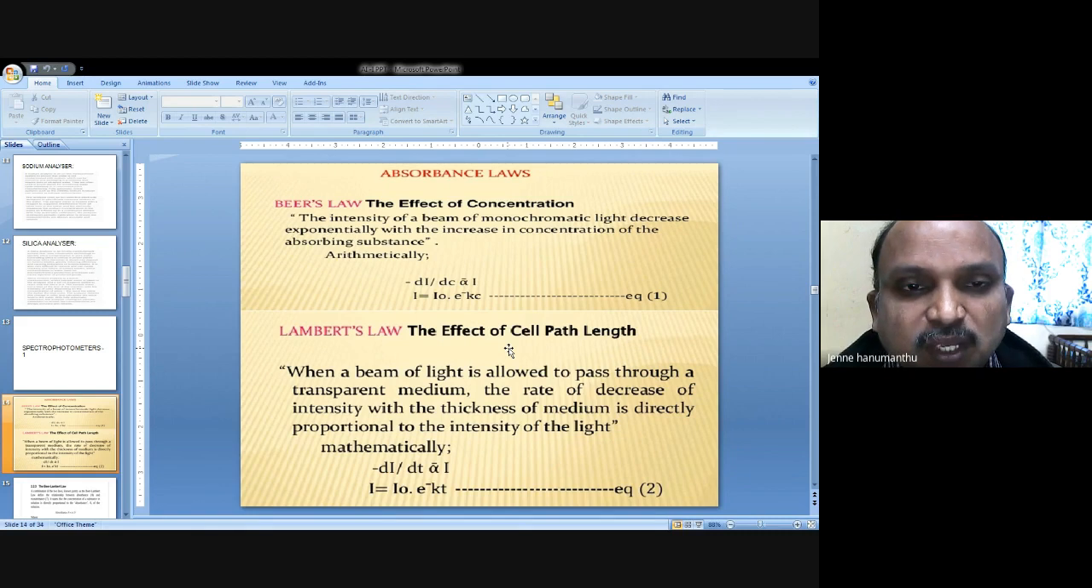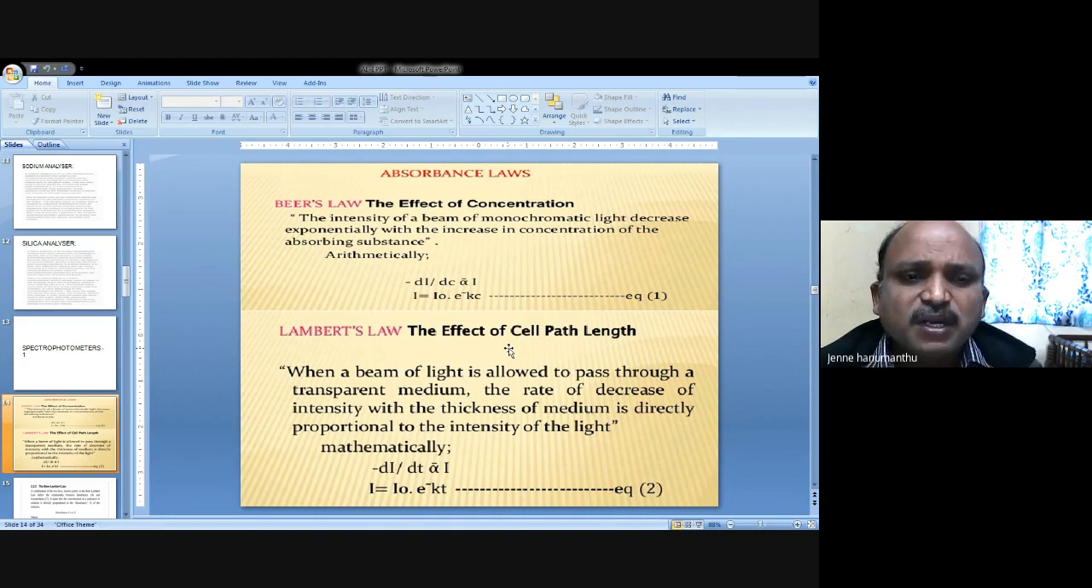It will be applicable in the spectroscopy, right? And it's nothing but Beer-Lambert's law. Beer-Lambert's law. Here there are two persons in Beer and Lambert, so combiningly it becomes Beer-Lambert's law. But what is Beer's law or Lambert's law?